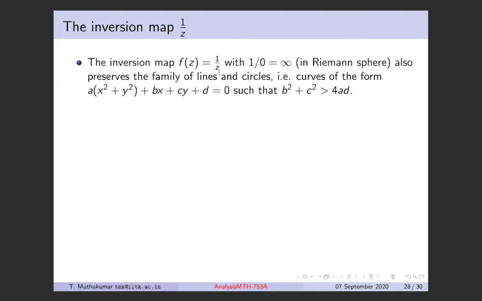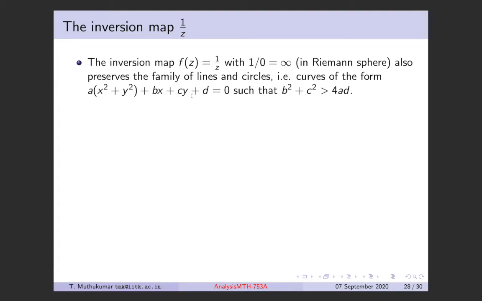So how do you see this? The equation for lines and circles is this, where the condition is that b square plus c square is bigger than 4ad. If a is 0, then this is the equation of a line, and the condition becomes b square plus c square strictly greater than 0, which basically means that b and c cannot both be 0 at the same time, which gives meaning to this equation of a line.